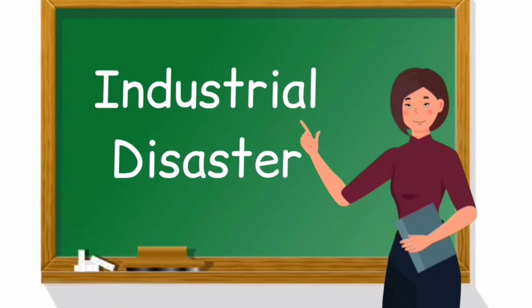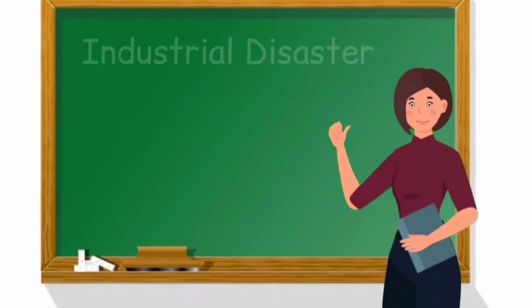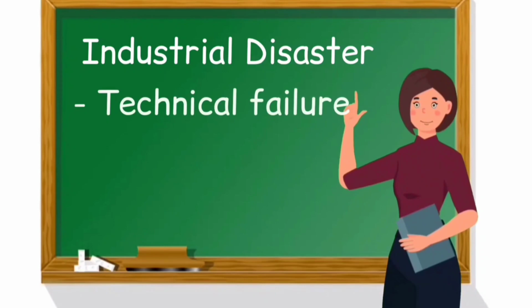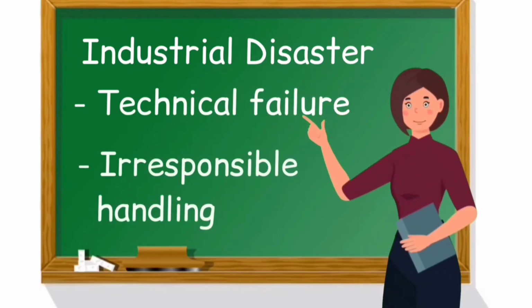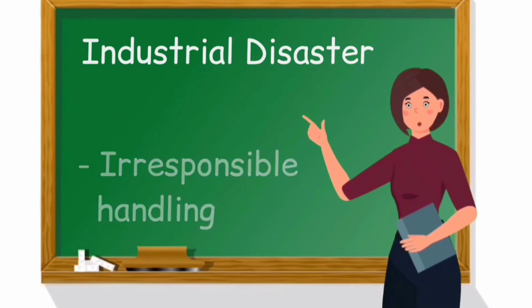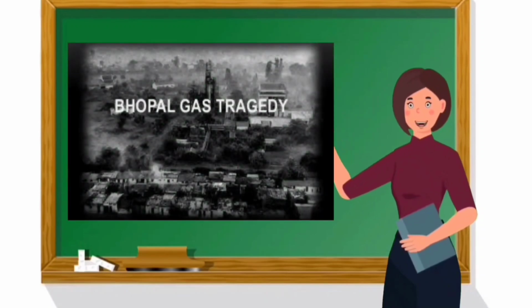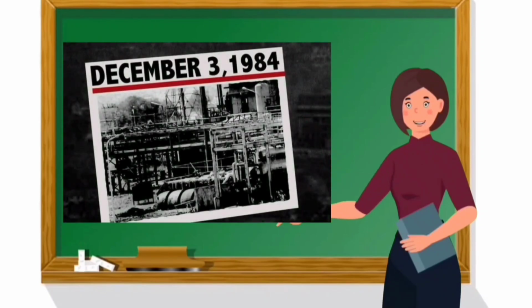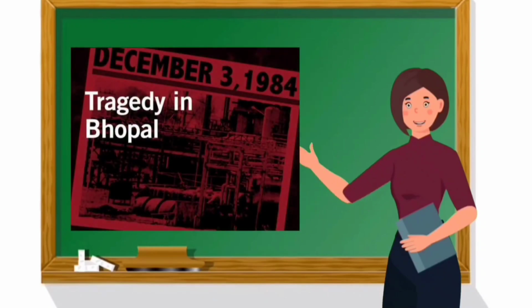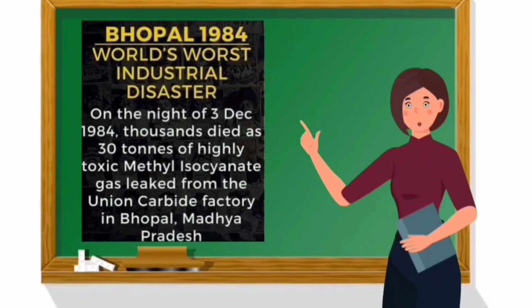I will read this. Industrial accidents and disasters mainly occur due to technical failure and irresponsible handling of hazardous material. The worst industrial disaster of all time occurred in India in Bhopal. Bhopal is the capital of Madhya Pradesh. On 3 December 1984, around 12:30, it was a technological accident in which highly poisonous methyl isocyanate gas along with hydrogen cyanide and other reaction products leaked out of the pesticide factory of Union Carbide.